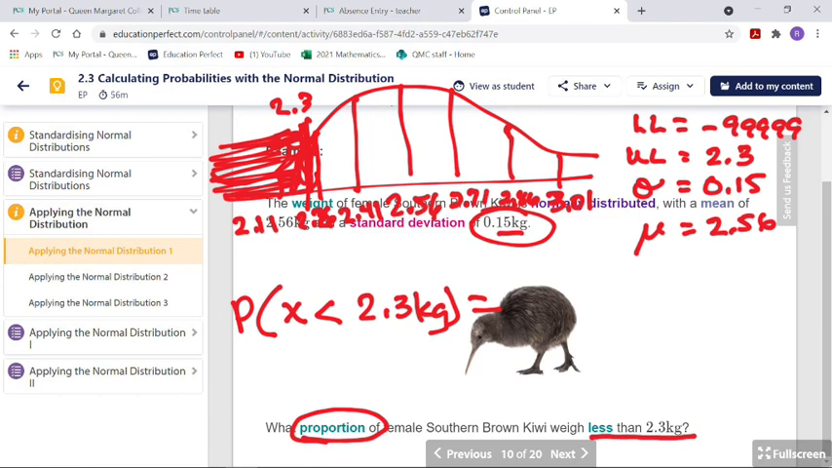Wait, why is the upper 2.3? Because 2.3 kilograms is what they want me to measure. It's the value to the right, right? So that's, again, the importance of doing the shading. So that's the right value of my shading. Yeah? Okay.